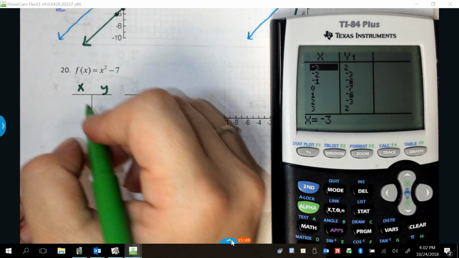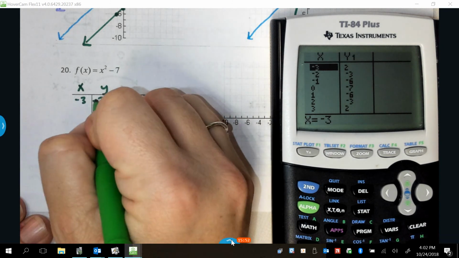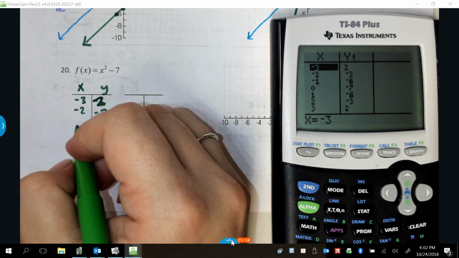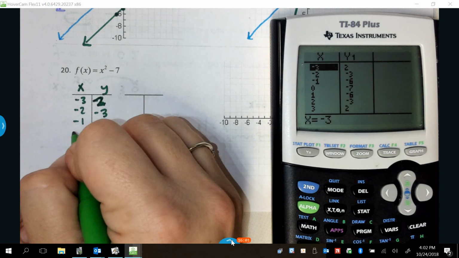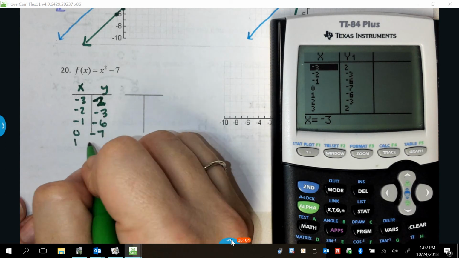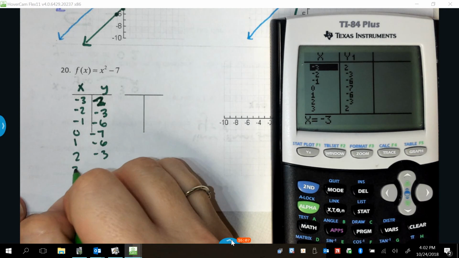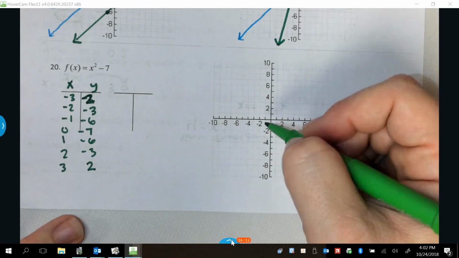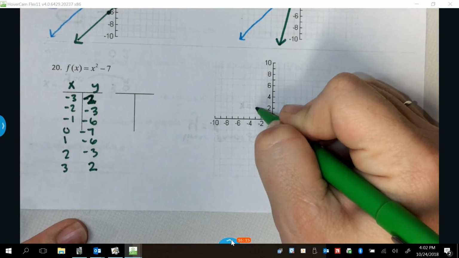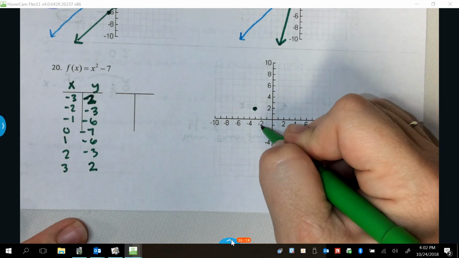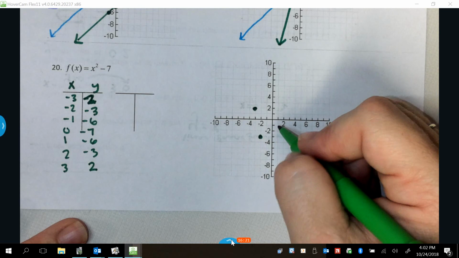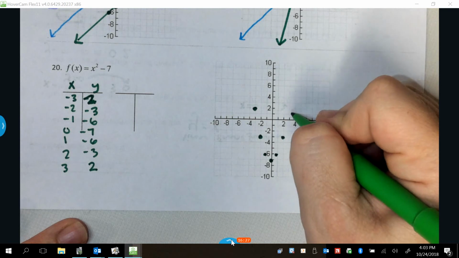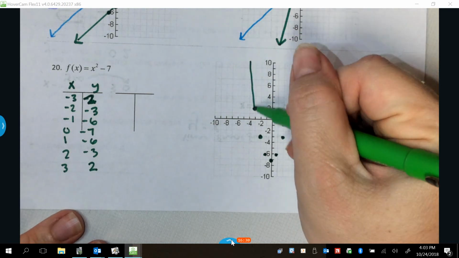So I have negative 3, positive 2; negative 2, negative 3; negative 1, negative 6; 0, negative 7; 1, negative 6; 2, negative 3; 3, positive 2. I know that's a lot of points, but we will survive, I promise. So these are my points of my original.